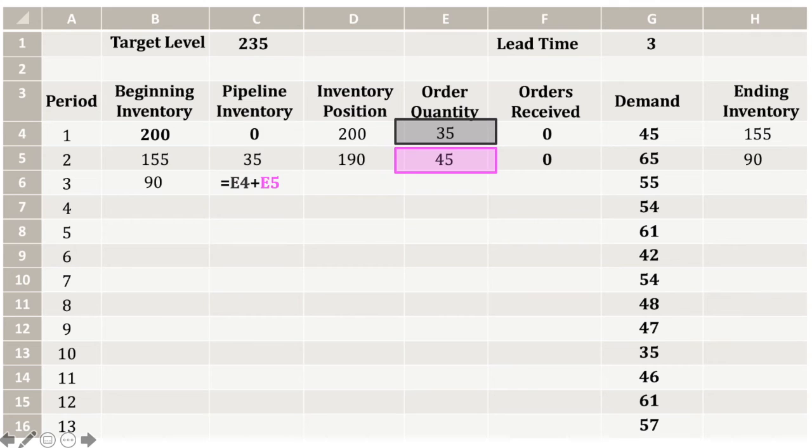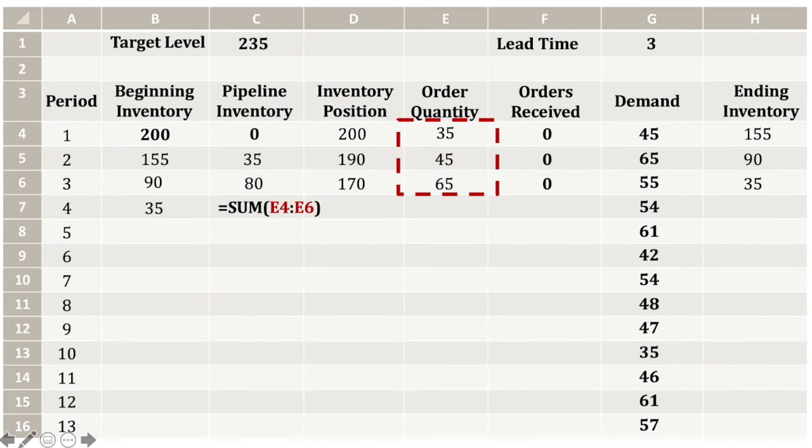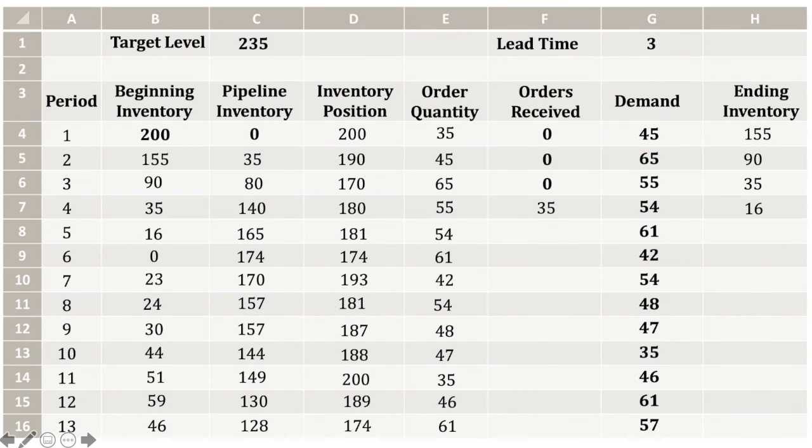In period 4, we can start applying the Excel formula sum, which allows us to make the calculations automatic for the following periods. Also, in period 4, the orders we placed in the first period have finally arrived. Therefore, the orders received are now 35. The following periods can be simulated by simply copying the formulas down. This gives us a simulation of the development of the inventory during the considered period.